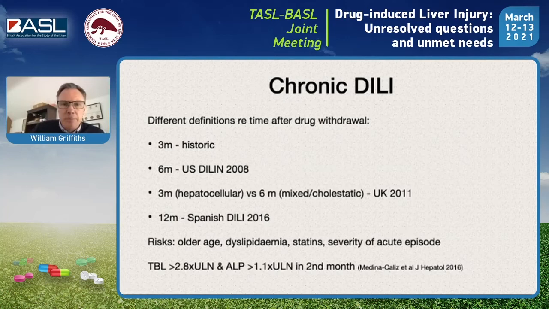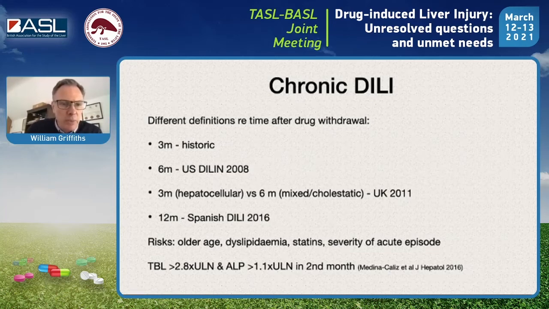In terms of progression towards chronic DILI, there have been different definitions at which point you would say that a DILI is chronic. So historically, 3 months was a cutoff if enzymes remained abnormal. But as we've gone through time, we've extended this definition a bit further. So the American definition went to 6 months. There's a different UK definition, which Guru was involved with, looking at a difference between whether it's hepatocellular or mixed in terms of the time frame. And latterly, a 12-month cutoff has been proposed by the Spanish DILI group.